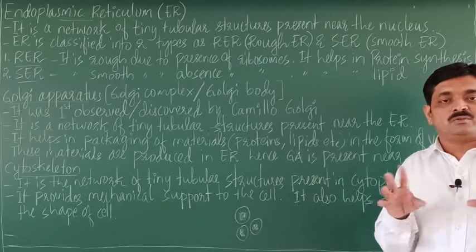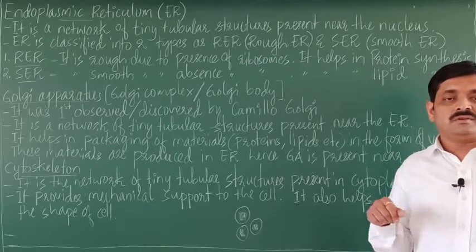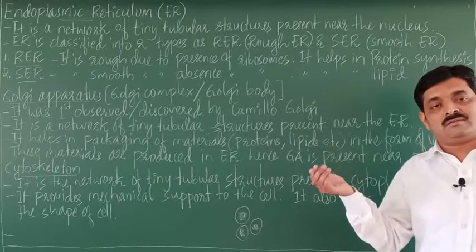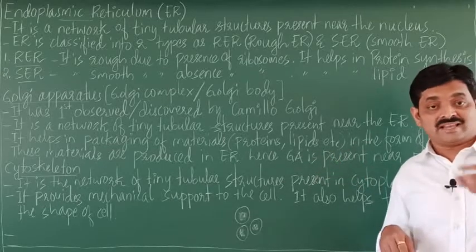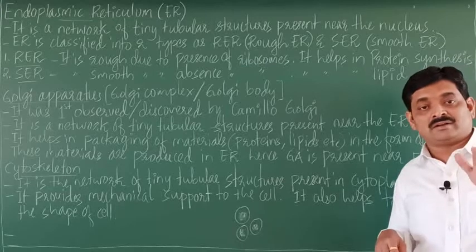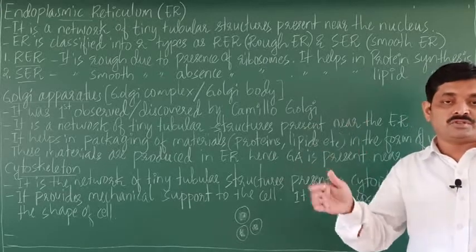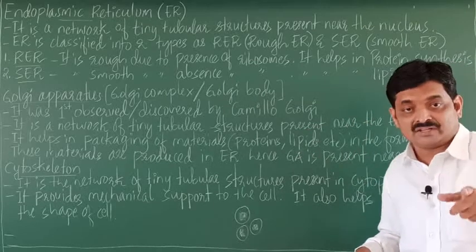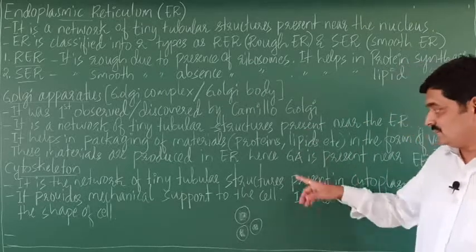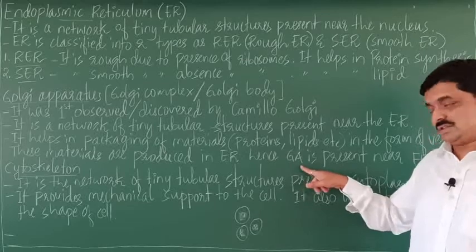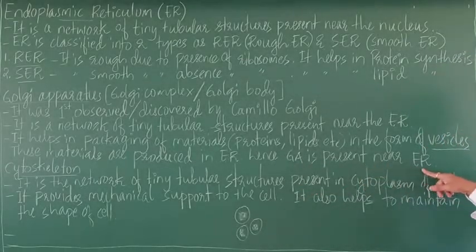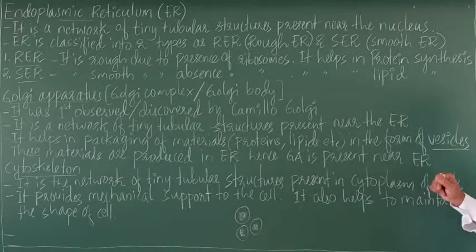Mainly to share this function. One friend, that is ER, produces materials. Next, another friend, the Golgi apparatus, packs those materials. So one is involved in production, one is involved in packaging. Because of this reason, the Golgi apparatus is present near the endoplasmic reticulum.